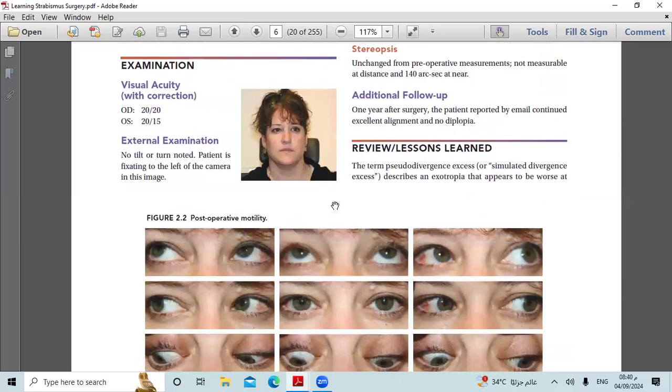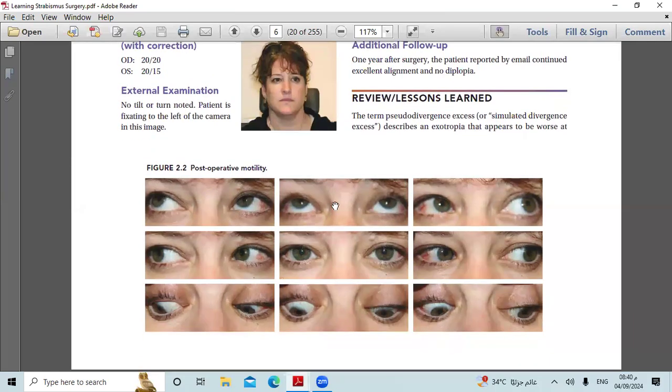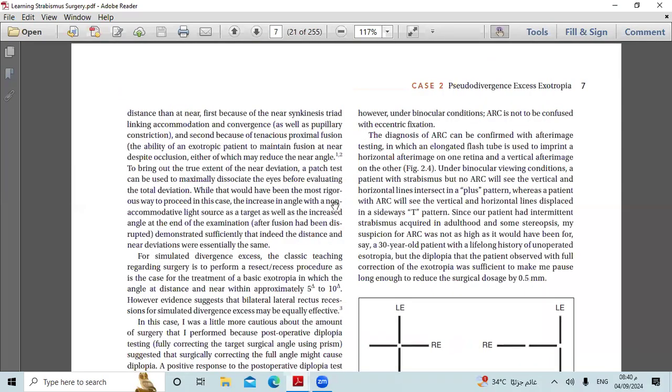Yes, Dr. Aima, continue. Review lessons learned. The term pseudo-divergence excess or simulated divergence excess describes an exotropia that appears to be worse at distance than at near. First, because of the near synkinesis triad linking accommodation and convergence, as well as pupillary constriction. And second, because of tenacious proximal fusion, the ability of an exotropic patient to maintain fusion at near despite occlusion, either of which may reduce the near angle.